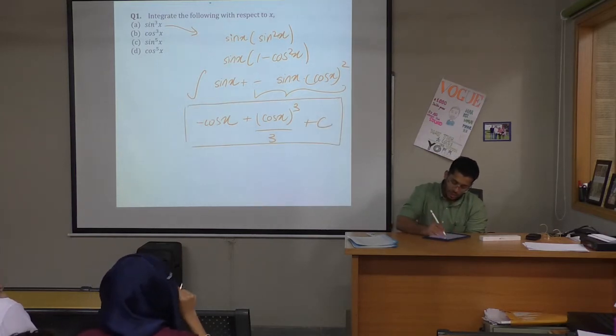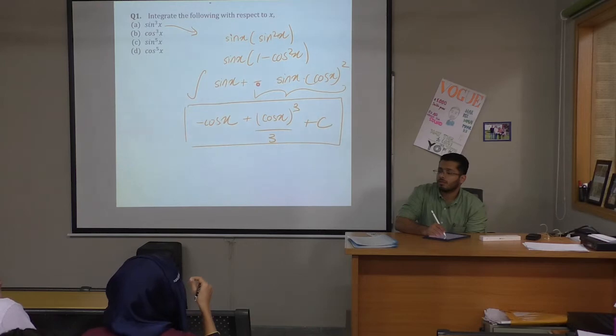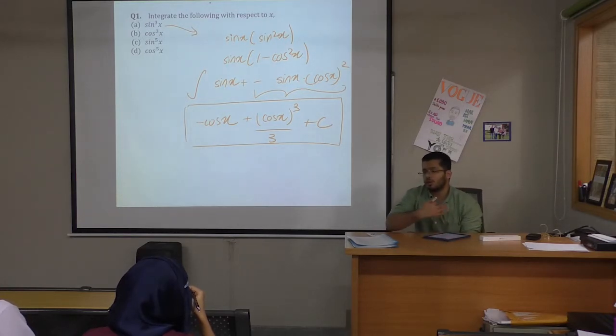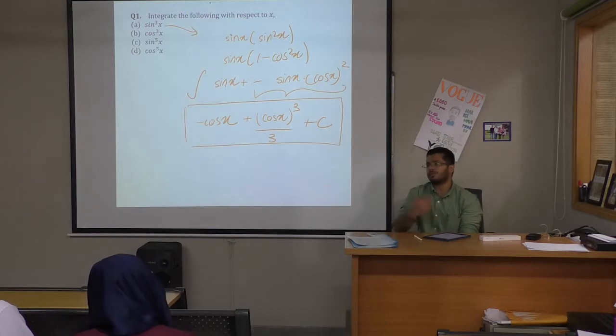ये प्लस कैसे हो गया? You need the exact differential. Cos x का exact differential is minus sin x. So this part is basically utilized. If your negative is basically utilized, you are left with a positive sign over there.